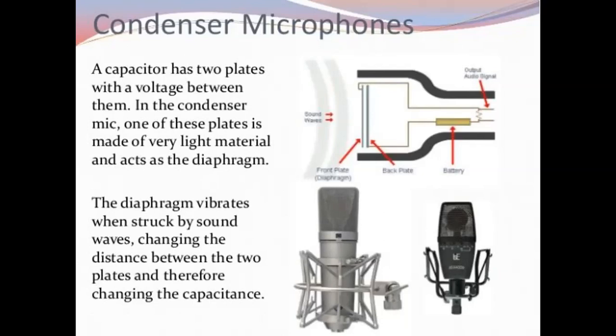Condenser microphone therefore offers superior sound qualities also. Of all microphone types, condensers have the widest frequency response and the best transient response also. In this, there is a sound wave area also. This is the front plate of the diaphragm. This is the back plate of the diaphragm. This is the battery, and area is called the output audio signals.